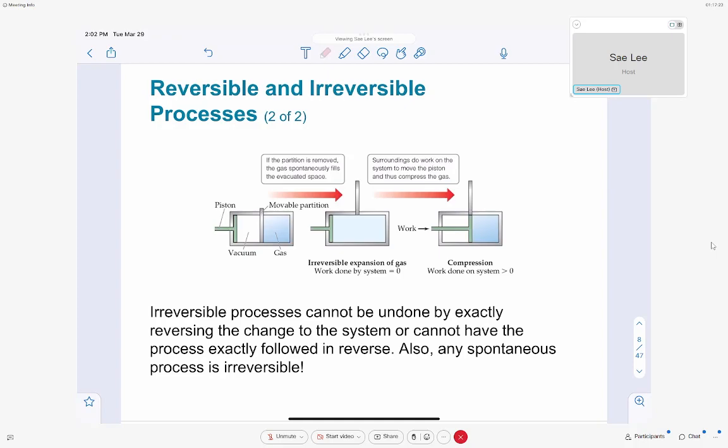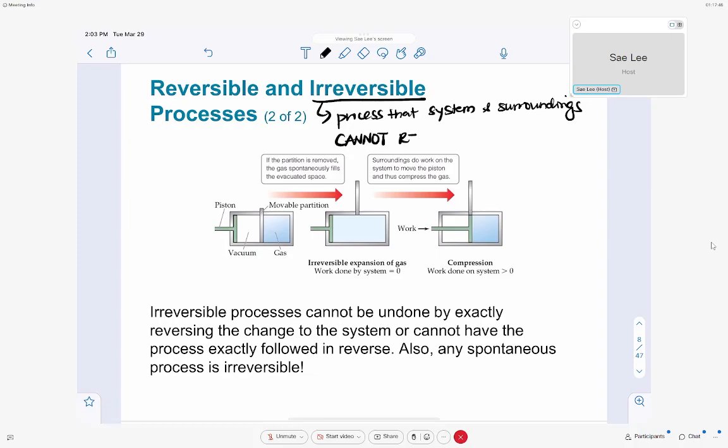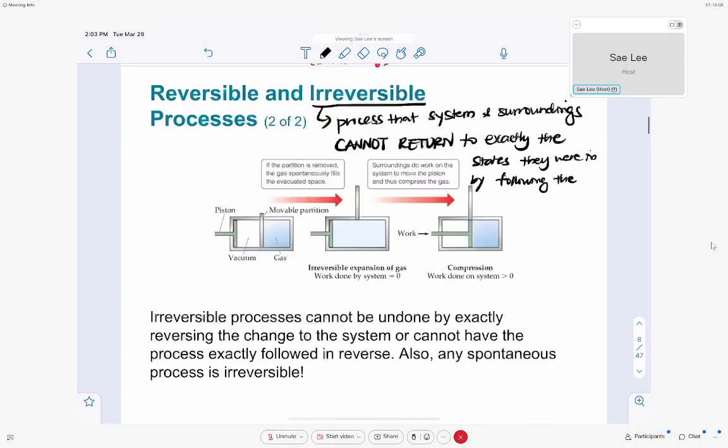Okay, I'm going to write that down. Irreversible process is a process that system and surroundings cannot return to exactly the states they were in by following the reverse path.